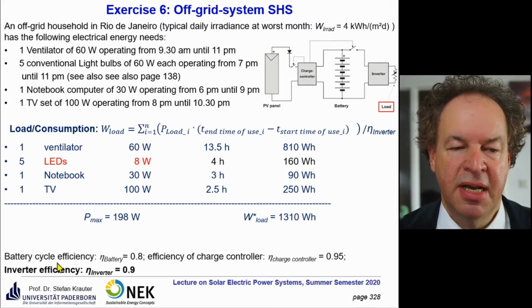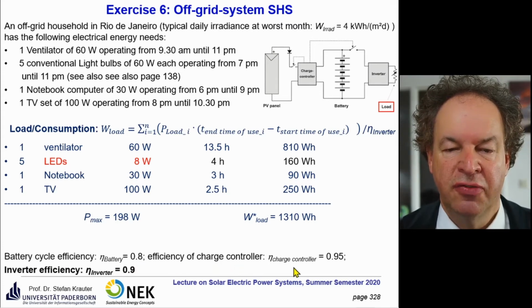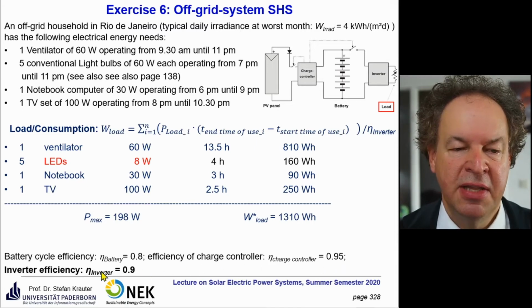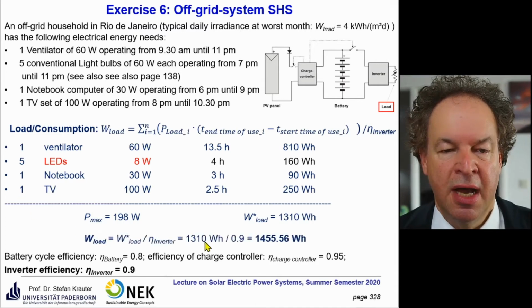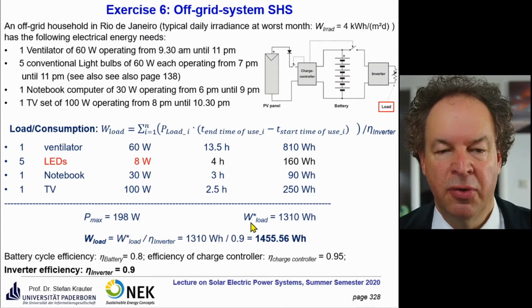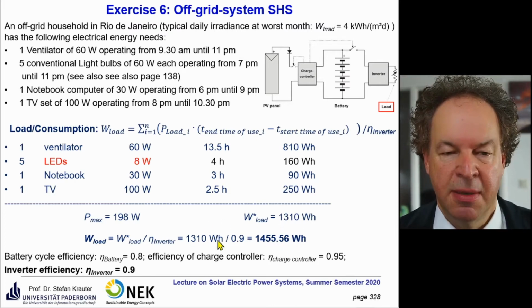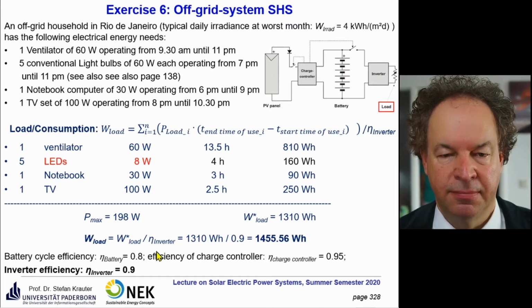So the battery cycle efficiency take as 80%, the efficiency of the charge controller 95%, and the inverter efficiency, which we include now, is 0.9. And if you include that, so here we divide that value W star load divided by the inverter efficiency. We have the actual load we have to consider, and that is 1455.56 watt hours that we have to supply by our PV panel.